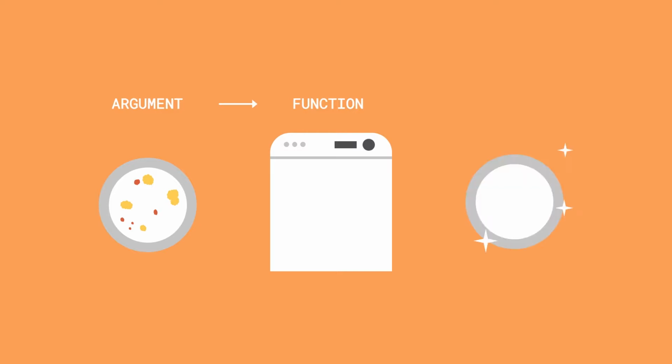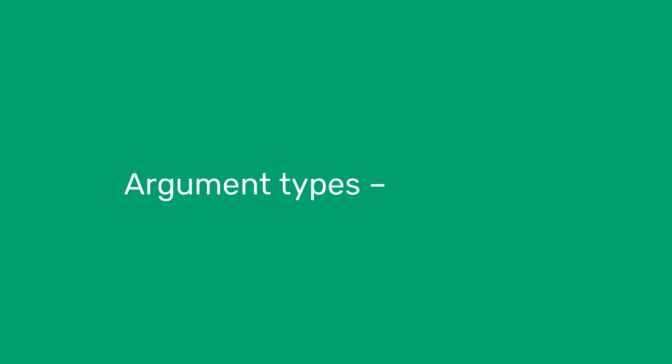Let's have an example. If you had a dishwasher, you would input dirty dishes into it. So, dirty dishes is your argument. It would apply the clean function, and it would output clean dishes, which would be called your result. Now that we've established this, let's take a look into the argument and how the domain fits into things.